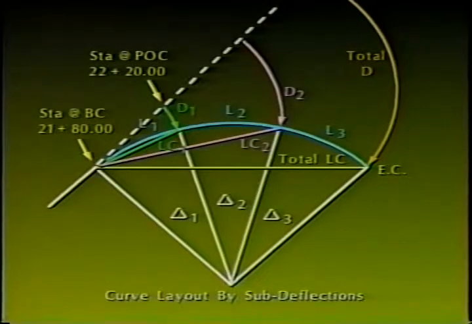Let's take a look at the complete curve ready for stakeout and compute some deflection angles and subchords to lay out the curve. The radius of this curve is 550 feet, and the central angle is 28 degrees, 35 minutes, 0 seconds. The total deflection angle for the complete curve is half delta, or 14 degrees, 17 minutes, and 30 seconds.